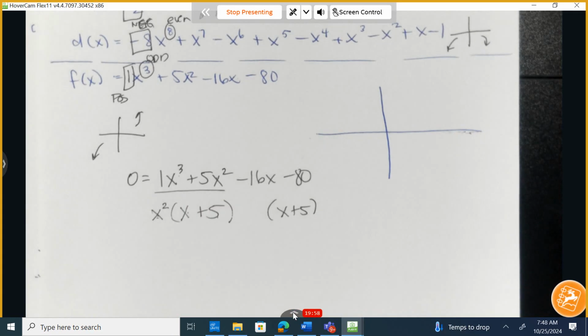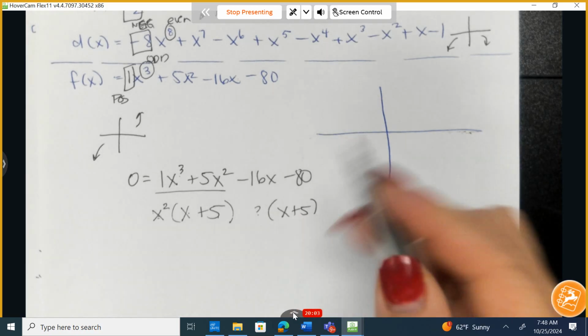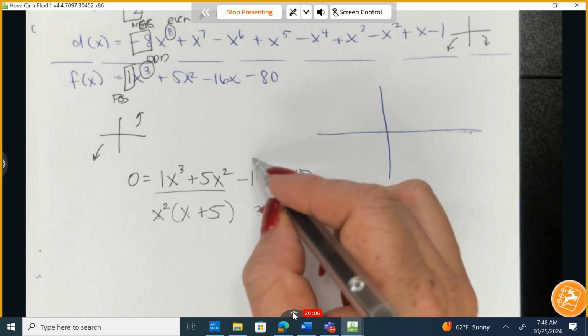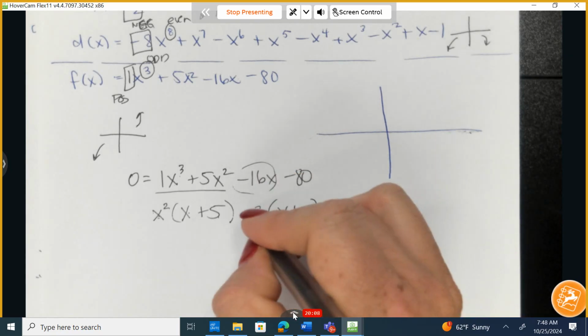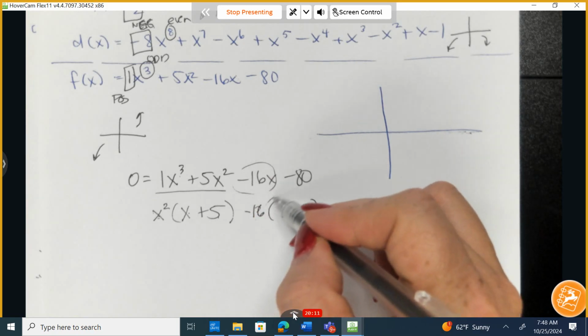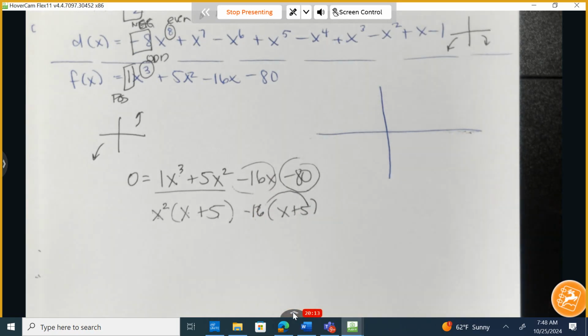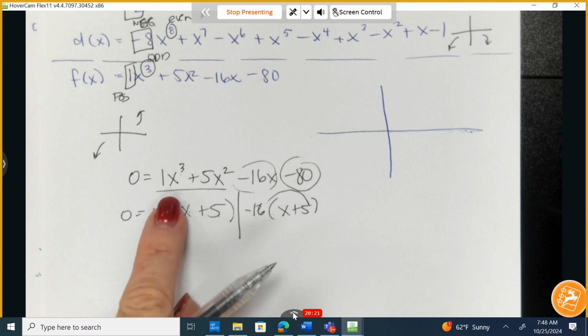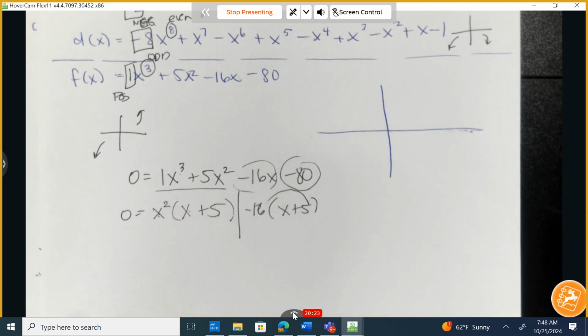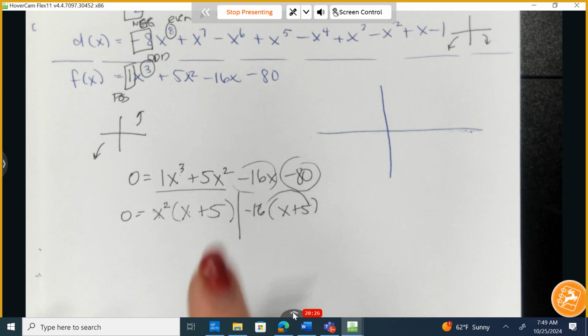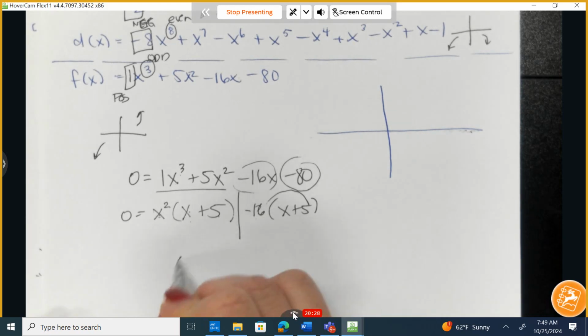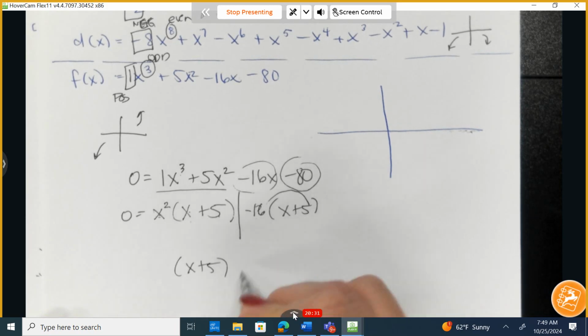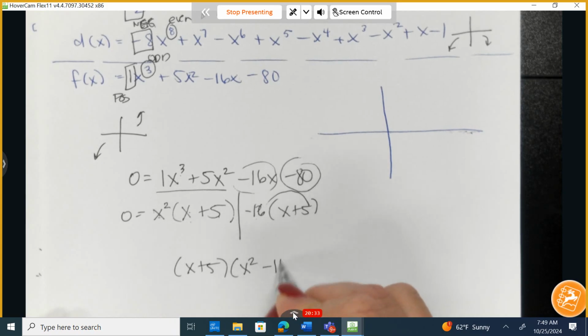Now, if this doesn't work, I'm going to go back to synthetic division. That's a new skill we learned in this chapter. If this is factorable, there'll be a value I can take times x, and I end up with negative 16x. So that'd be a negative 16. And if it's factorable, negative 16 times 5 would be negative 80. That works. How is this helping me? This is a skill that I can apply to this polynomial equation that allows me to solve. So I can see they both contain an x plus 5. In front of the first parenthesis is an x squared, and in front of the second is a negative 16.